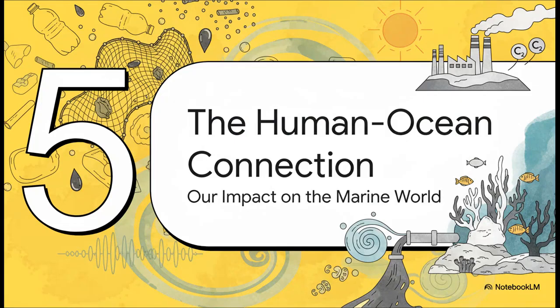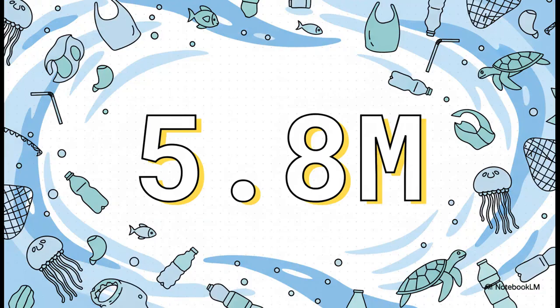Okay, for our final section, we need to talk about something really critical: the human-ocean connection, and frankly, our accelerating impact on this massive, vital system. Just look at this number. It's staggering. An estimated 5.8 million metric tons of trash hitting the oceans every single year. This is a classic example of what's called non-point source pollution, trash from land that just finds its way to the sea, and it has absolutely devastating effects.